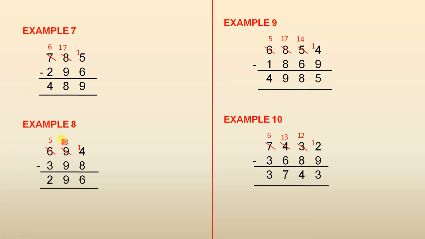There's 8 tens, so that's 18 tens. Take away 9 tens gives you 9 tens. 5 take away 3 gives you 2. So that's 500. Take away 300 gives you 200, so it's 296.